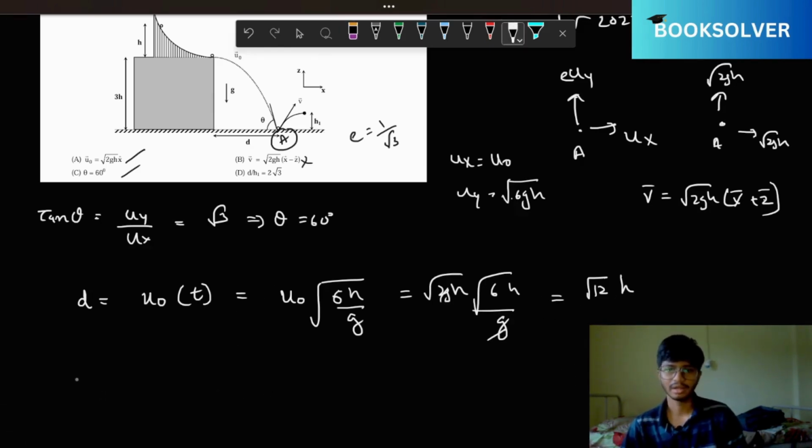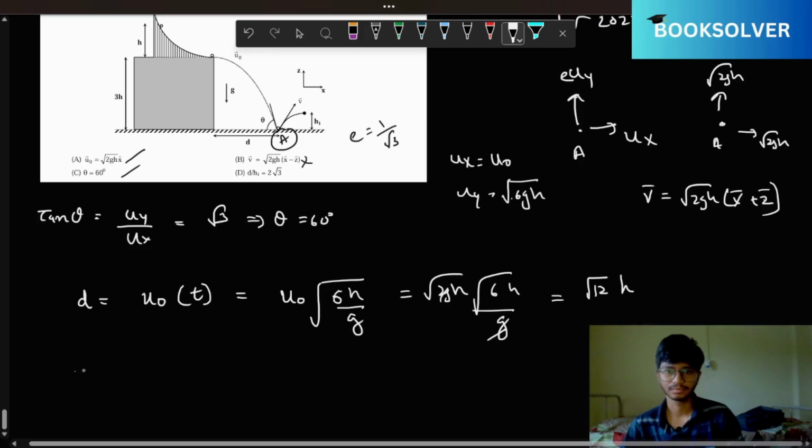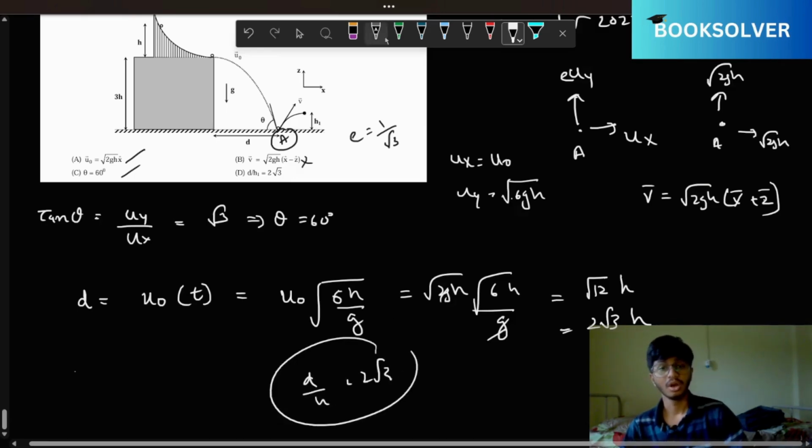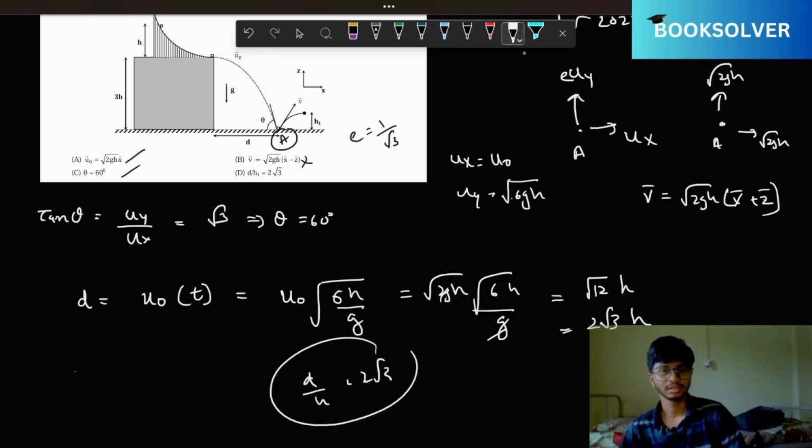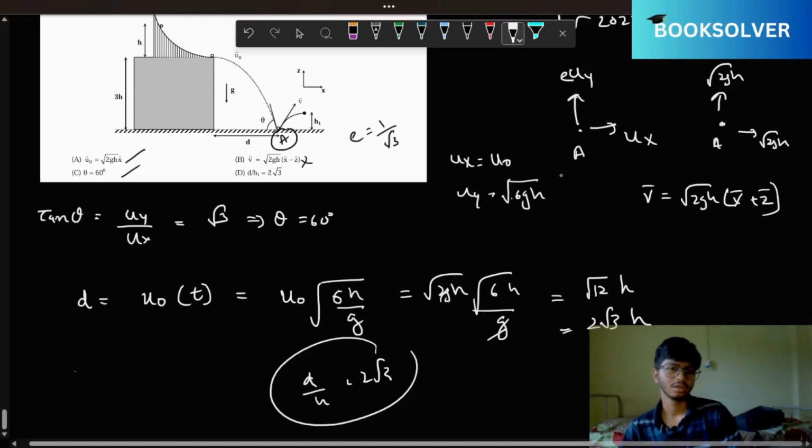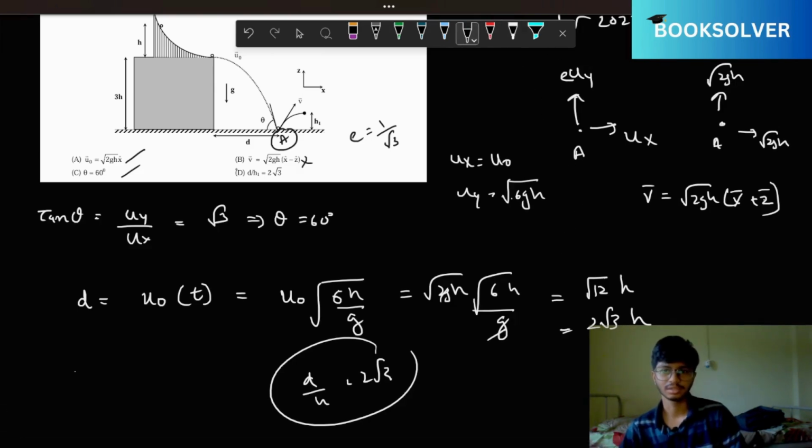And that is basically 2 root 3 h. So we get d by h equal to 2 root 3. Yeah, we got it from here. Option D is the right answer.